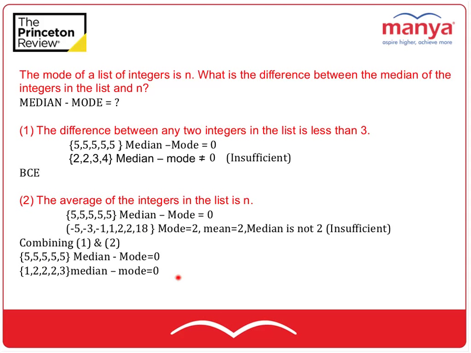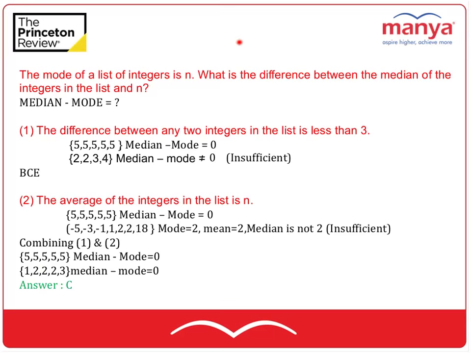Even if you choose bigger numbers, the difference between the two numbers should always be less than 3. So I have to maintain that. So in that case, I will always get my median minus mode to be equal to 0. So combined together, it is always giving me a 0. That means my answer is going to be C.